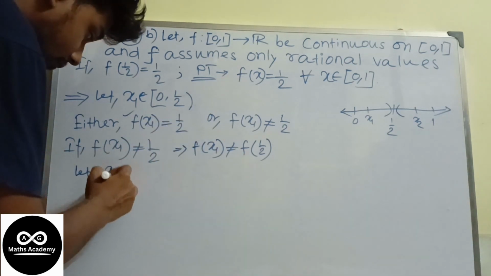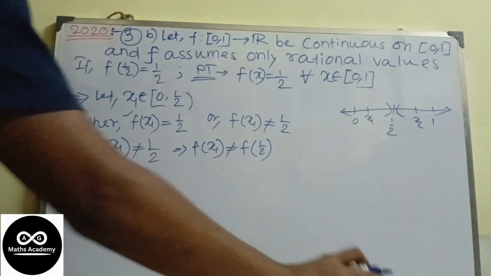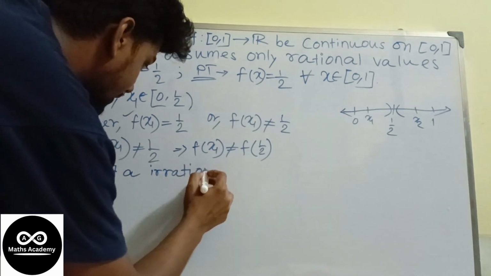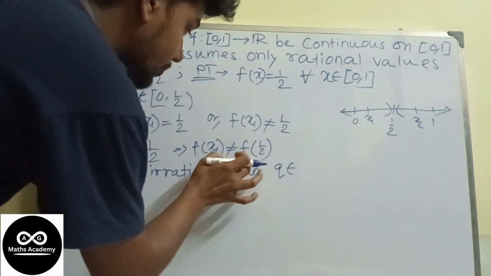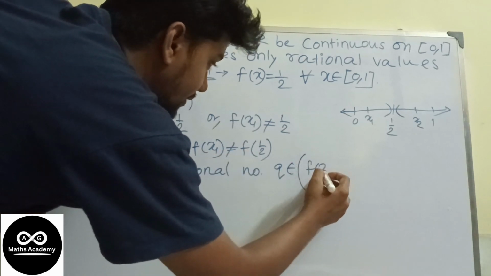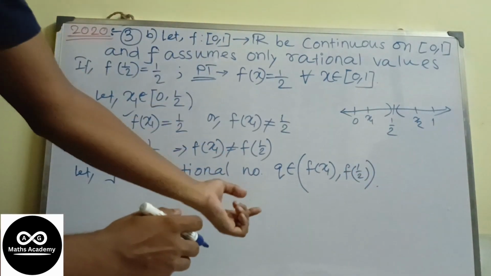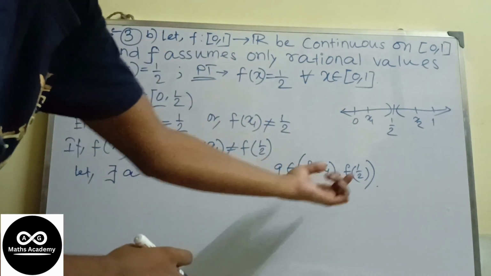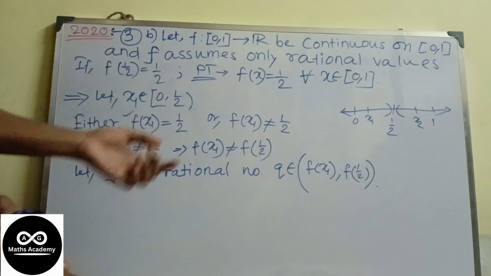Okay, so let there exist an irrational number q that belongs to these two points, the open interval between f of x1 and f of half. So q belongs to this interval.